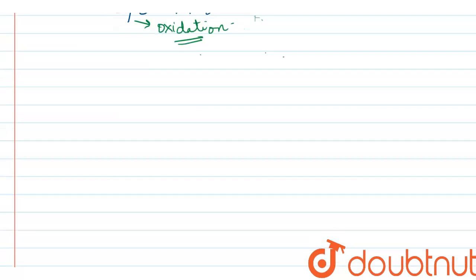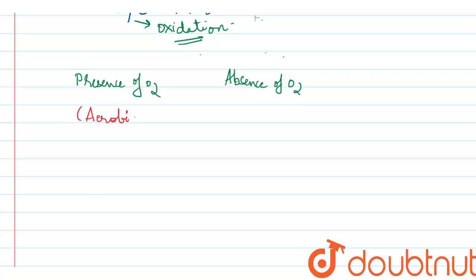So later, after glycolysis, pyruvic acid can go into two different cycles based on the presence or absence of oxygen. In presence of oxygen, the respiration is called aerobic respiration, whereas in absence of oxygen, it is called anaerobic respiration.